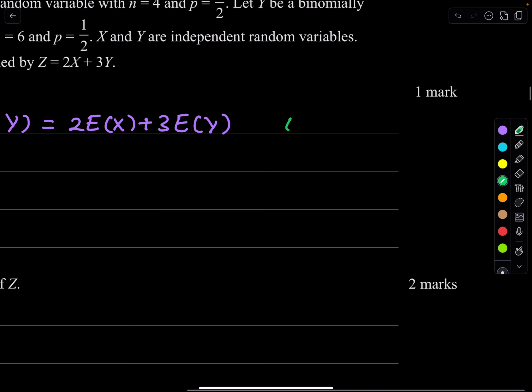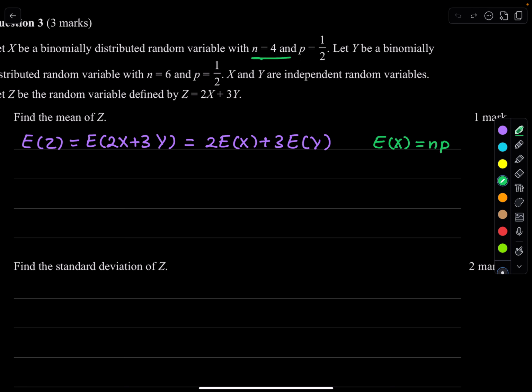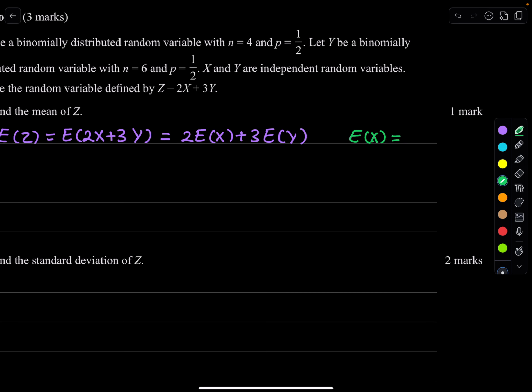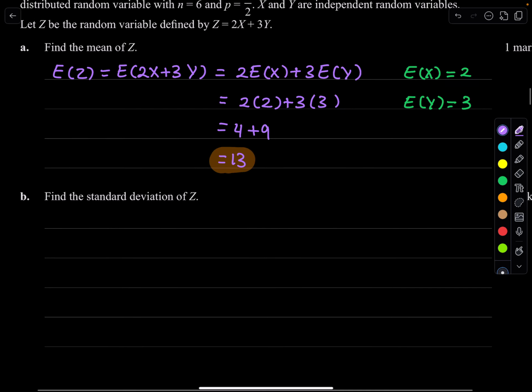Okay, let's find the expected value of X first. Because we're dealing with binomial, it's just n times p. So for X, 4 times a half is 2. And the expected value of Y, again it's n times p, so half times 6, which is 3. Putting them in this formula, we get 2 times 2 plus 3 times 3, 4 plus 9 equals 13. Done. That is your answer.